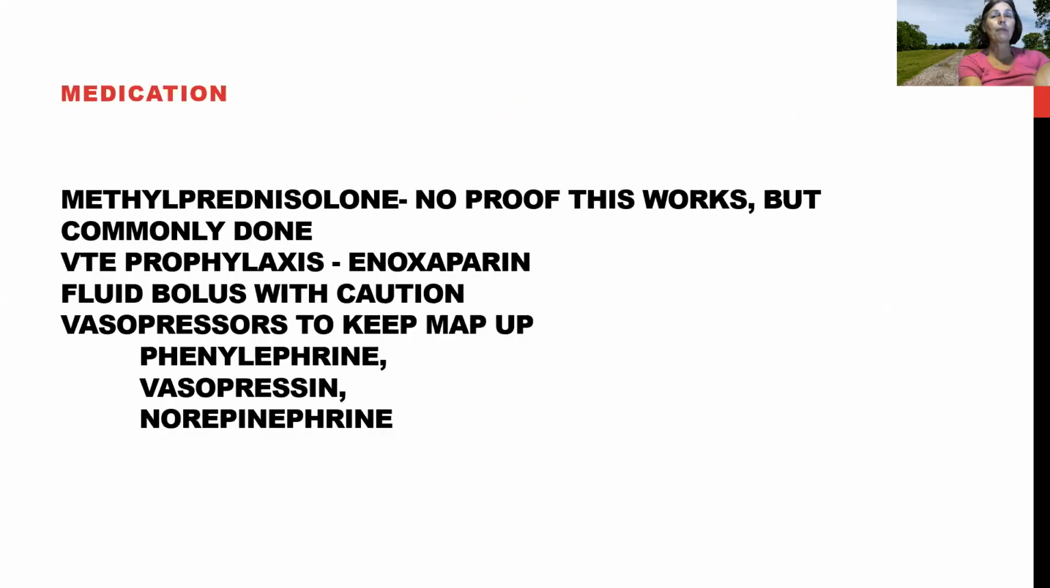Okay, I said methylprednisolone, a corticosteroid. Again, no proof it works, but we do it all the time. Enoxaparin to treat the thrombus, fluid boluses with caution for the low blood pressure. And we need to keep their mean arterial pressure up enough to perfuse their brain, because MAP, mean arterial pressure, is the level; we have to keep it at 65 or higher to perfuse our brain. And so if our mean arterial pressure drops below 65, we've got to treat that low blood pressure.